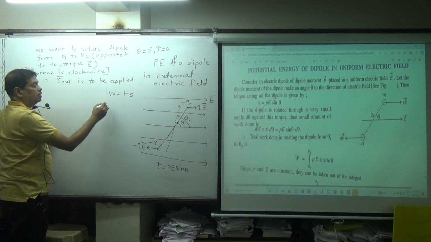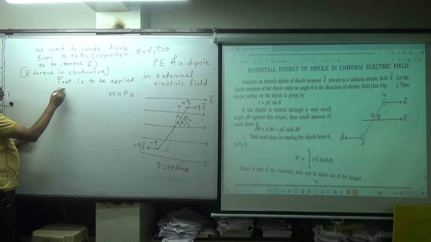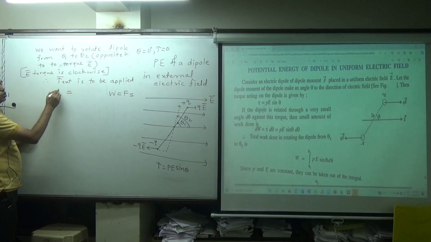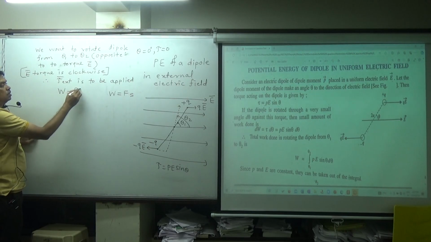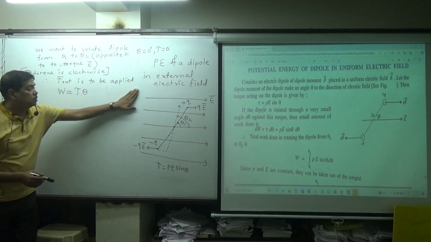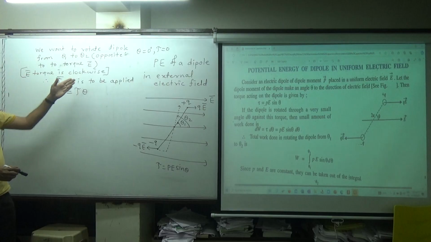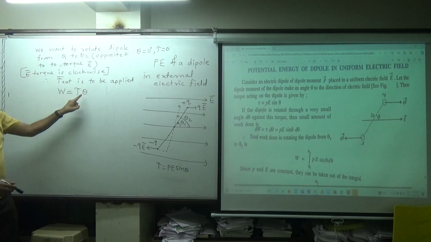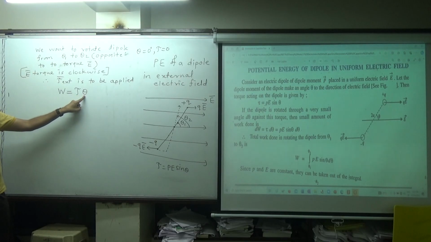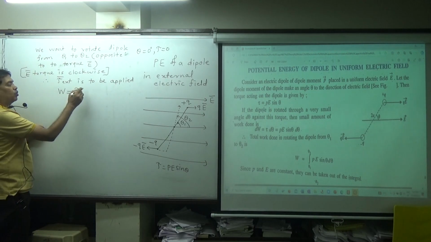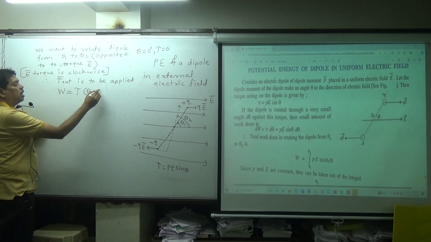But what have we studied in rotational motion? Instead of force, sorry, work is equal to what in rotational motion? Tau theta. So you will feel that I have to do work: apply torque and change the theta. This is the angular displacement. So in rotational motion, work is torque into angular displacement. So you feel that work is equal to torque into theta 2 minus theta 1.